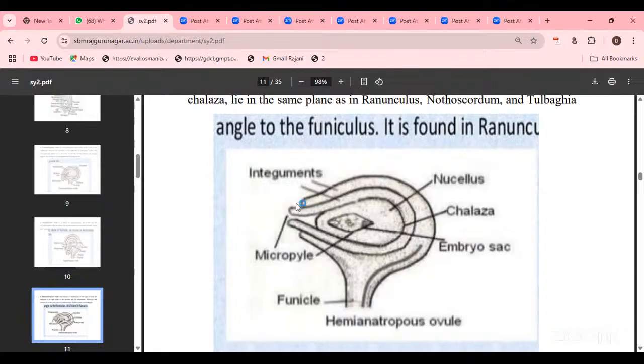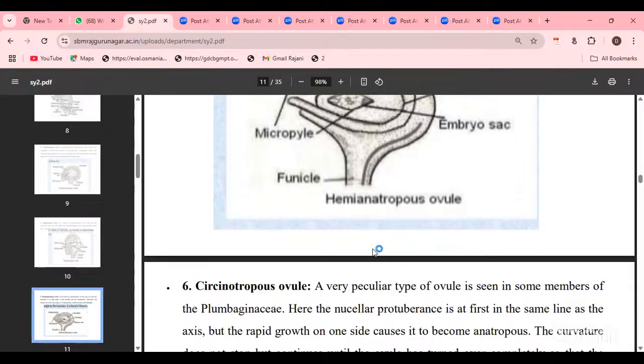Here, this part is called the micropyle. These three are called integuments. Inside is the embryo sac, a liquid-like structure, that is the nucellus, and this part is called the chalaza, and this one is called the embryo sac. Where is the funicle? And this is the picture of the hemianatropous ovule.